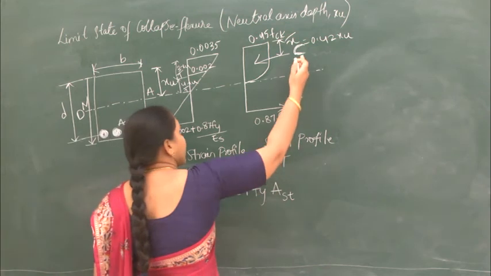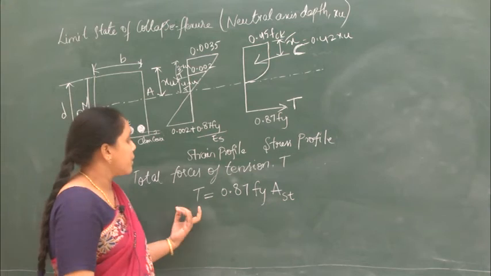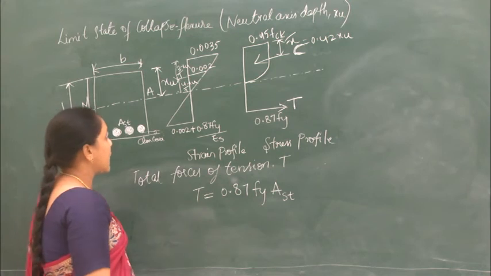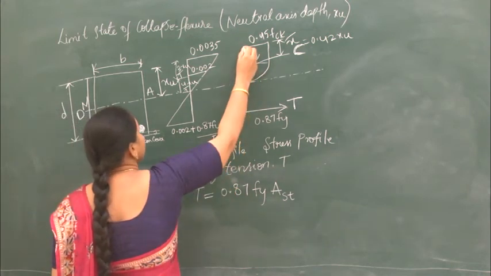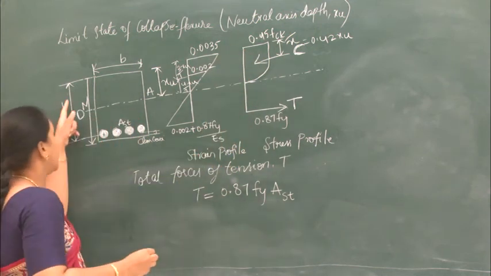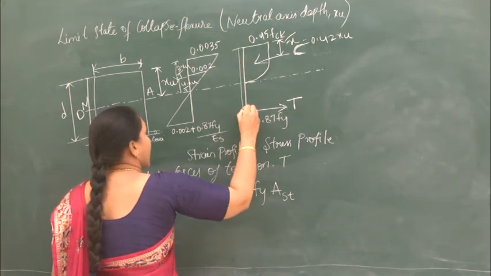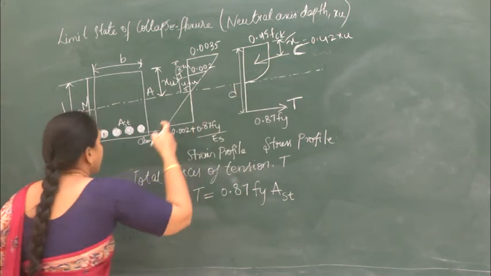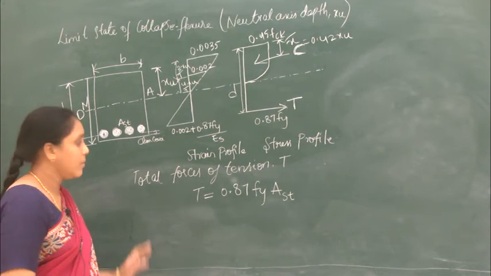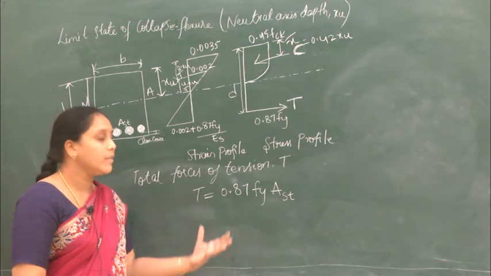So now we have calculated the compressive force as well as the tensile force T. But at what distance is this particular T acting? It is acting at a distance of D. D here is nothing but the effective depth. So the total tensile force is acting at a distance of D, as we have already mentioned, from the topmost compression fiber.